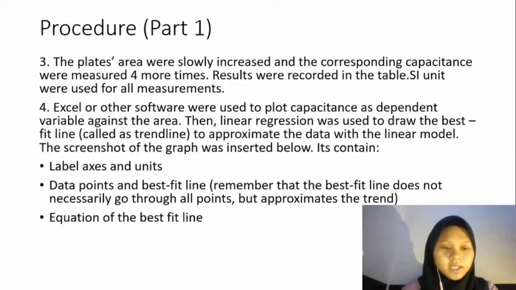It contained labeled axes and units. The second one is data points and best fit line. Remember that the best fit line does not necessarily go through all points, but approximately the trend. An equation of the best fit line is contained in the graph.